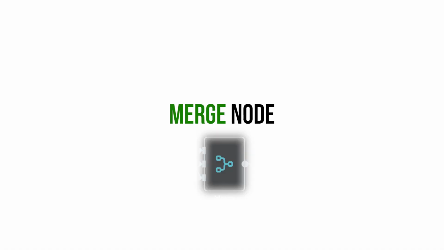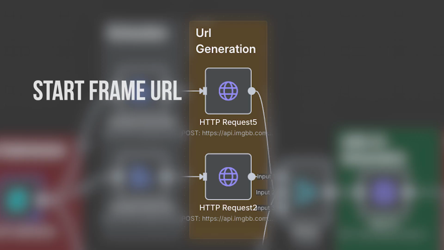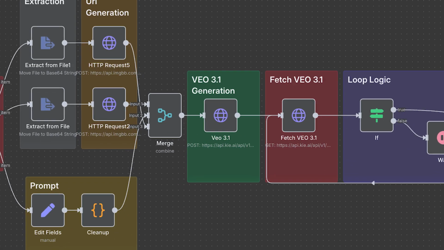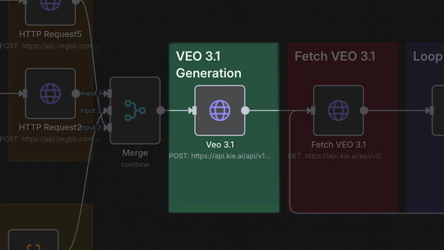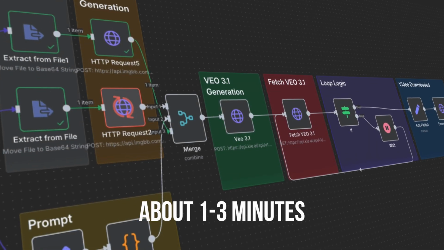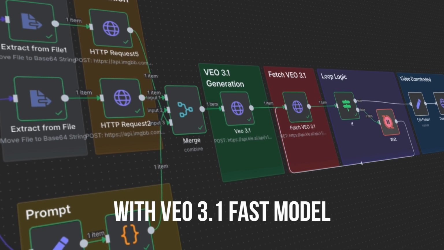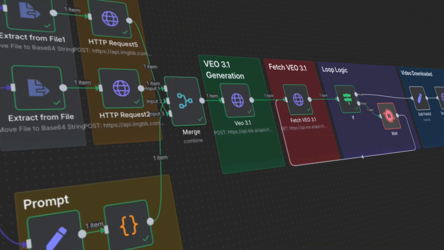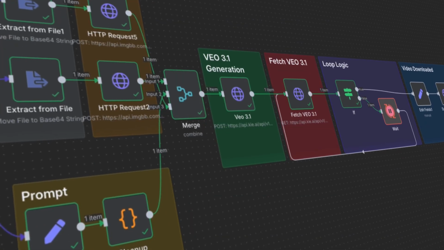Step 4. We merge everything together: start frame URL, end frame URL, cleaned prompt, and fire it off to the key.ai Veo API. Step 5. The API processes the request. This takes about 1 to 3 minutes with Veo 3 Fast, so we set up a polling loop. Basically, the workflow checks every 30 seconds. Is it done yet? Is it done yet?